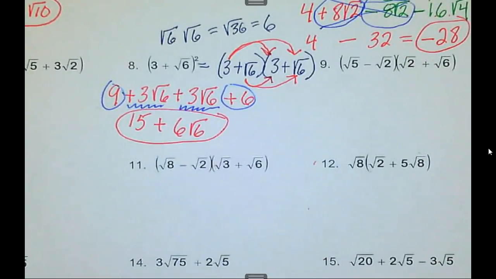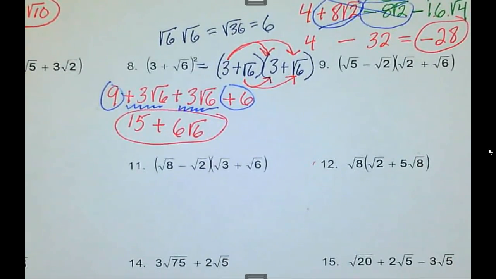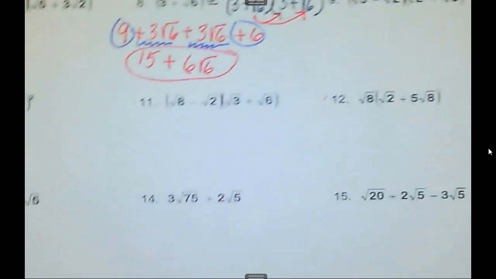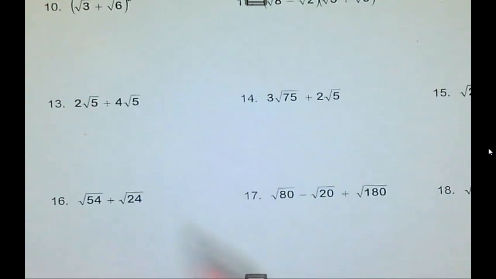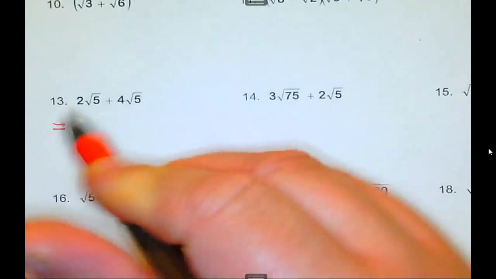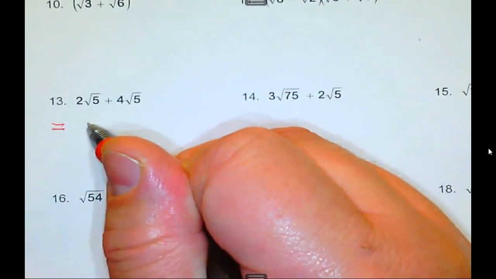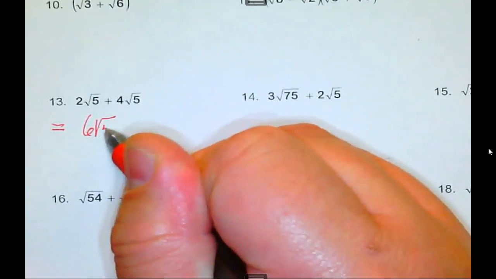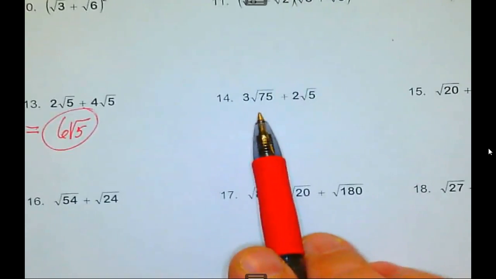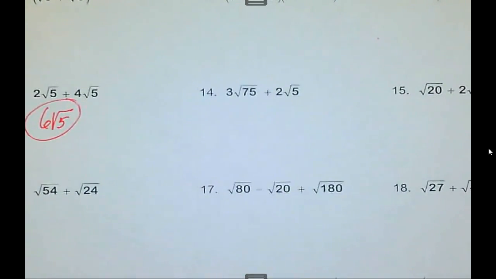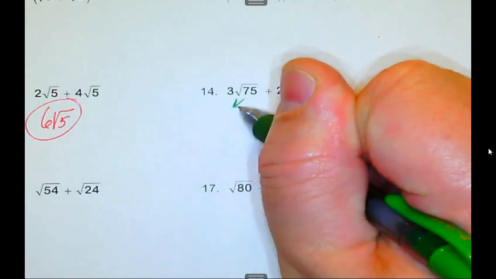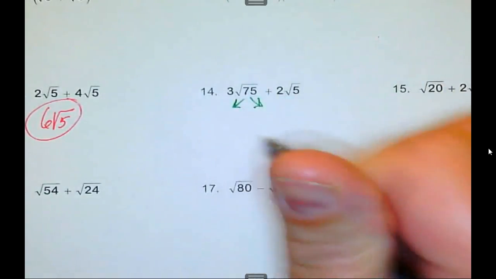All right, let's go back to what we learned last week. This stuff should be somewhat reviewed. 2 radical 5 plus 4 radical 5 is 6 radical 5. Good. Can I add number 14? Can I add these two together? No. What do I have to do first? Simplify what's underneath the radical.